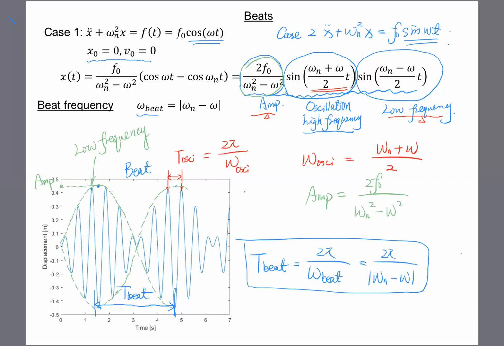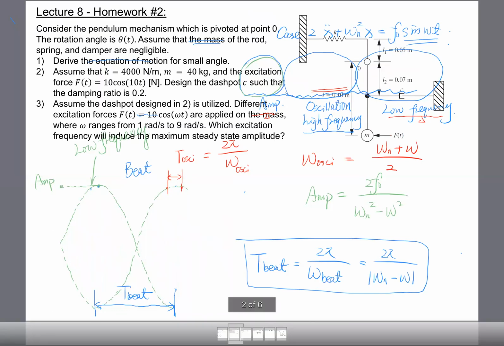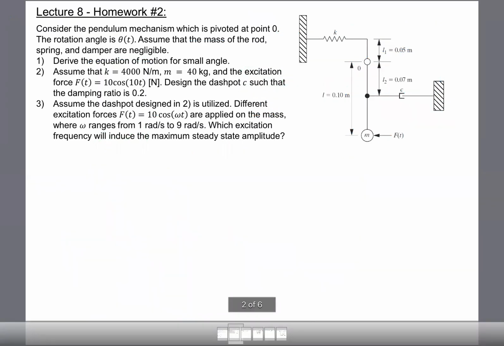Okay, so that's for the beats. Any questions? All right, I'm going to move to the second page. For the second page, we already did part of the work during class. For question 1, I'm just going to directly write the equation of motion for you.